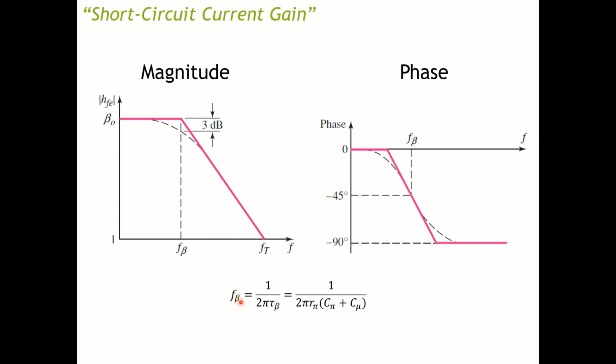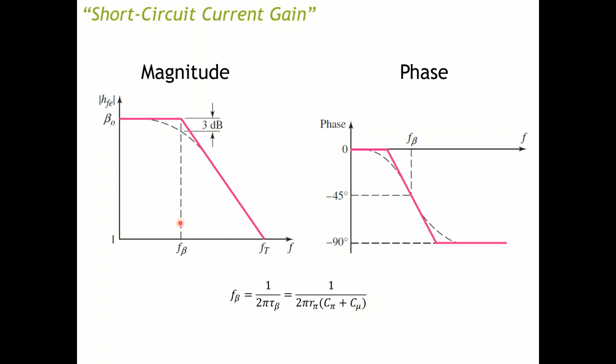F beta is the corner frequency. You can calculate it as 1 over 2 pi tau beta, where tau beta is the time constant of that circuit. The time constant will be equal to r pi multiplied by c pi plus c mu.